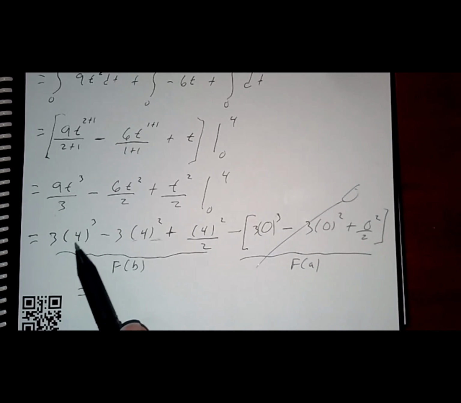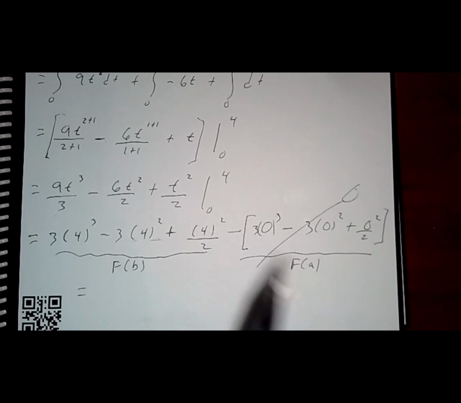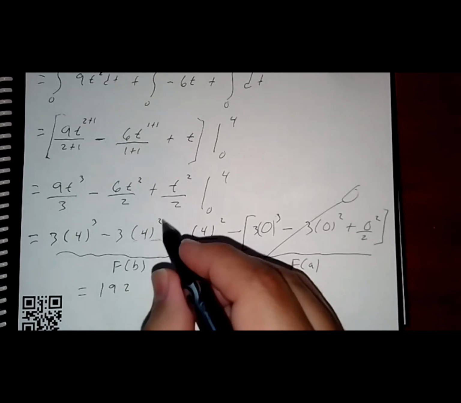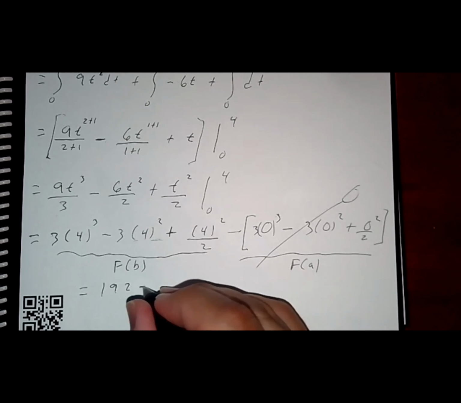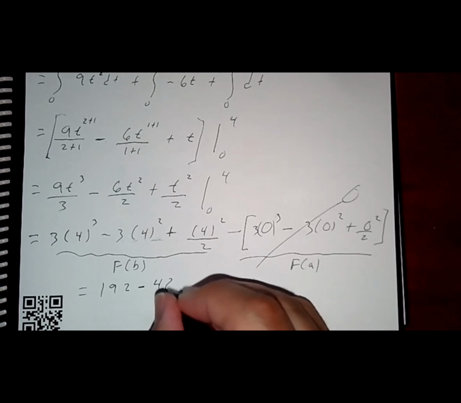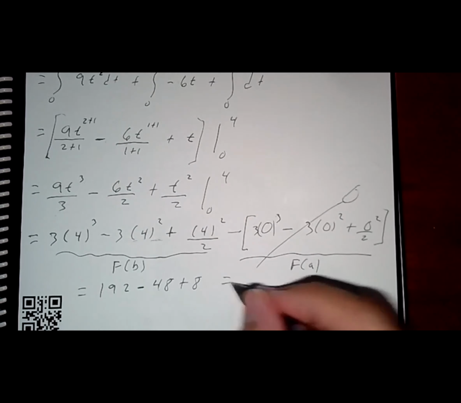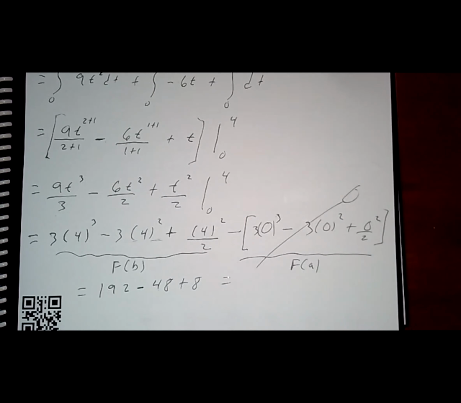So all we have to deal with is this. 4 cubed, what's that? 4 times 4 is 16, times 4 is 64. 64 times 3 is 192. 4 squared is 16 times 3, that's negative 48. 4 squared, 16 divided by 2 is 8. So finally we get 152.